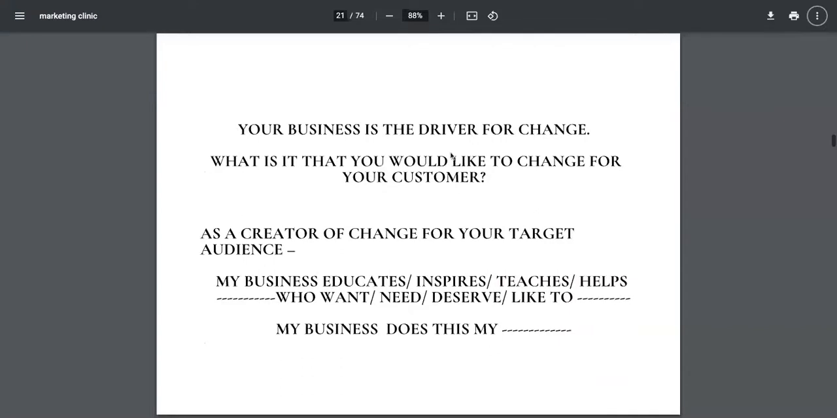Okay, so as a business, as coaches, what we like to do is to be drivers for change. What is it that you would like to change for your customer? The change that I wanted to make for my target audience was that I wanted to change their view of not receiving help from experts to eventually receiving help from experts affordably. That is how I wanted to help my customer, receiving help from experts affordably in order to grow their business and make more revenue.